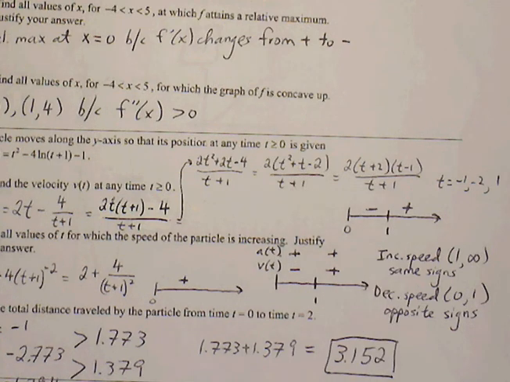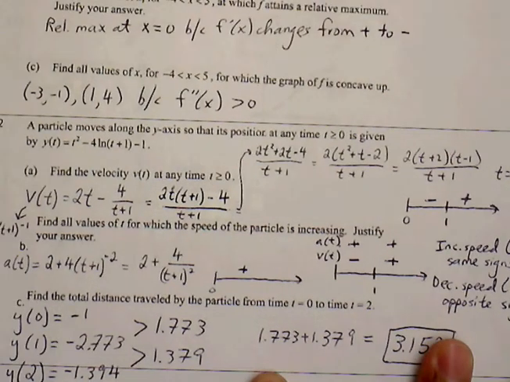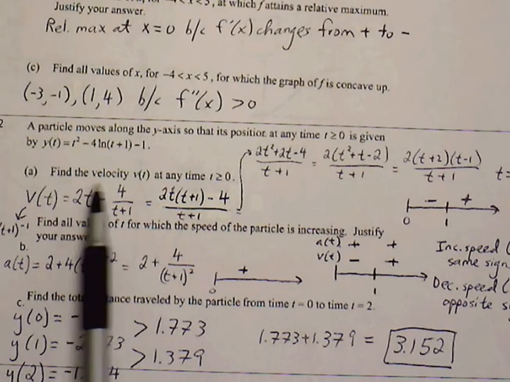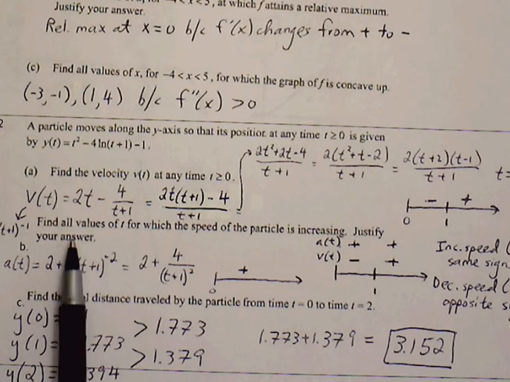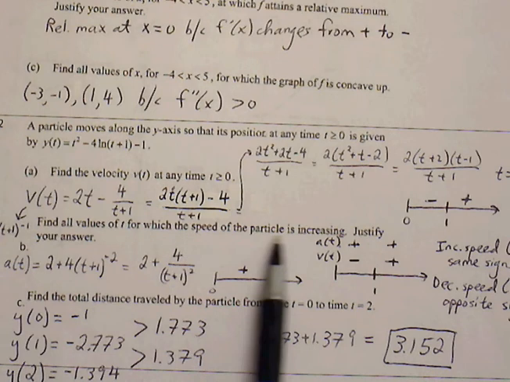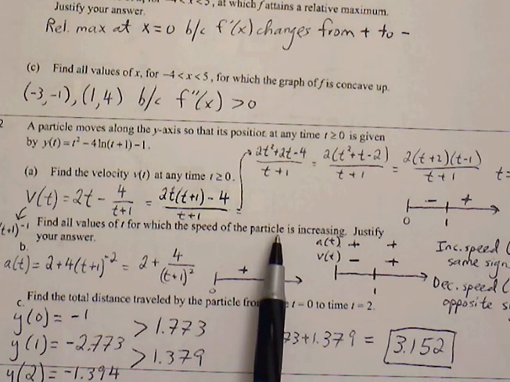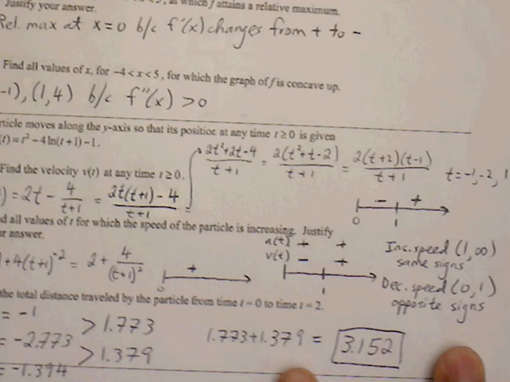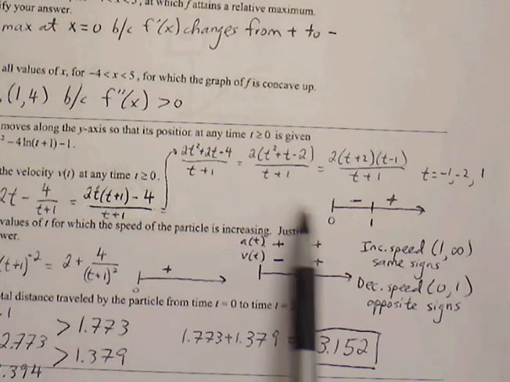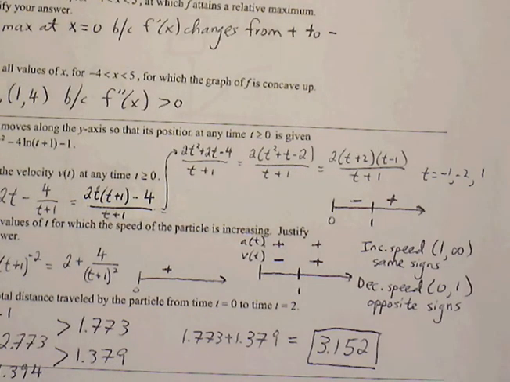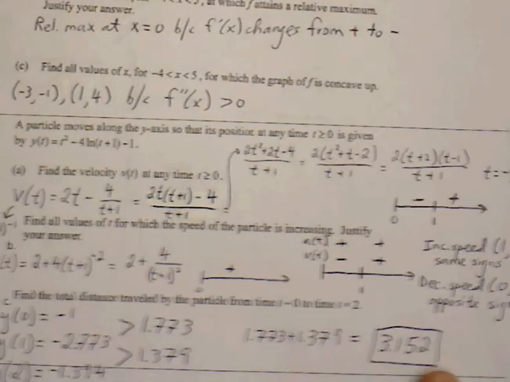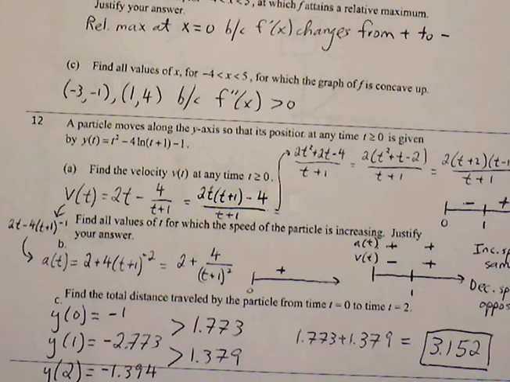So I'm jumping ahead a little bit. It's not necessary for part A, but part B says find all the values in which the speed of the particle increases. For speed of the particle increasing, we have to compare the sign lines for acceleration and velocity. So what I did here was I went ahead and did the work for the sign line for velocity. We also need to do the sign line for acceleration. So we look at velocity.